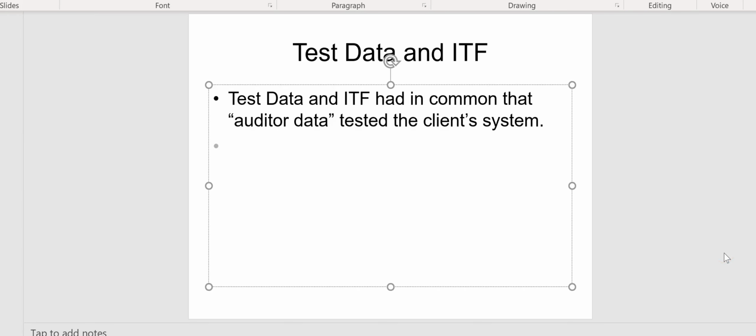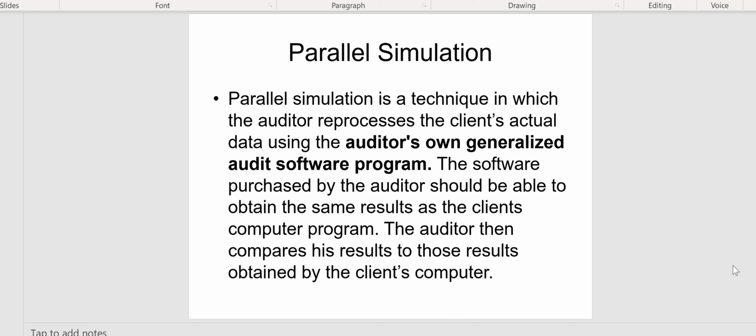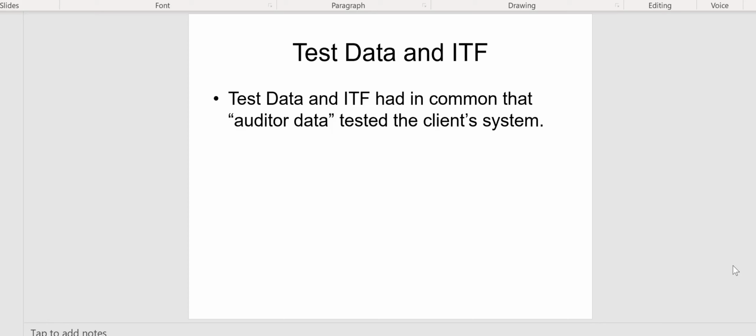All right, what did test data and ITF have in common? Test data and ITF had in common that auditor data was introduced to test the client's system. The auditor showed up with his own data to test the client's system. All right, so where does that leave parallel simulation then? Parallel simulation is a technique in which the auditor reprocesses the client's data, but using the auditor's own generalized audit software program. So remember what we said about test data and ITF: auditor data was used to test the client's system.